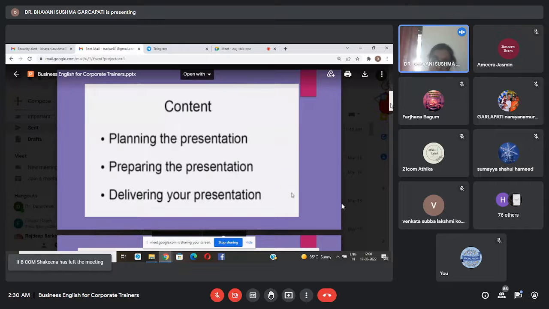For planning, time plays a major role: from which time to which time you are going to start and end. The second is what topic you are going to select, which is also part of planning. Two weeks before, you have to plan the particular topic which is relevant to you, so that you can speak. You have to think about your confidence level, that I can do it. Based upon that, you have to plan your presentation.